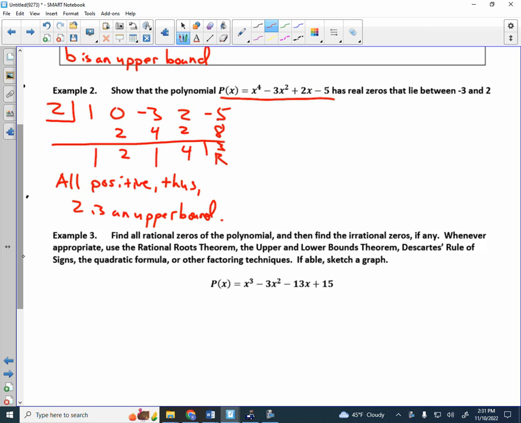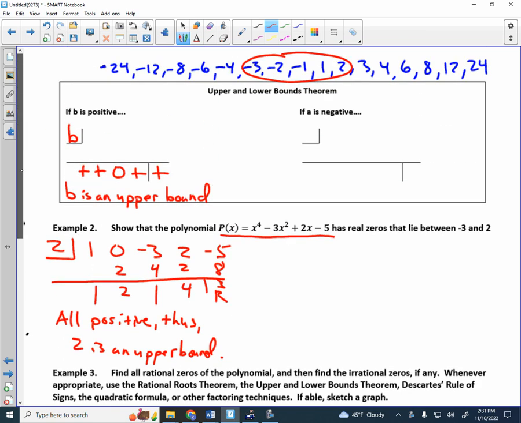That's pretty straightforward, is it not? Okay. I mean, you already know how to do synthetic division, right? You just got to recognize that they all come out positive. Let's look at a lower bound. What does a lower bound mean? Well, if you identify a negative number, you're wondering if it's a lower bound, okay?